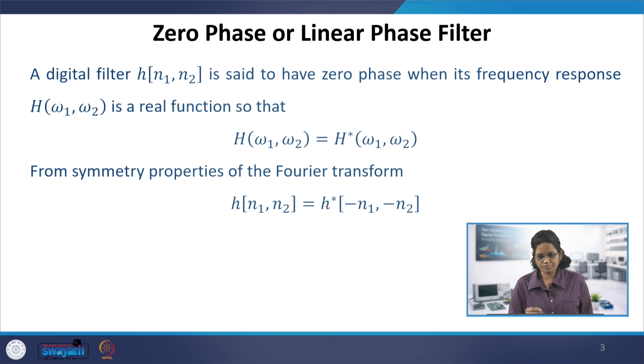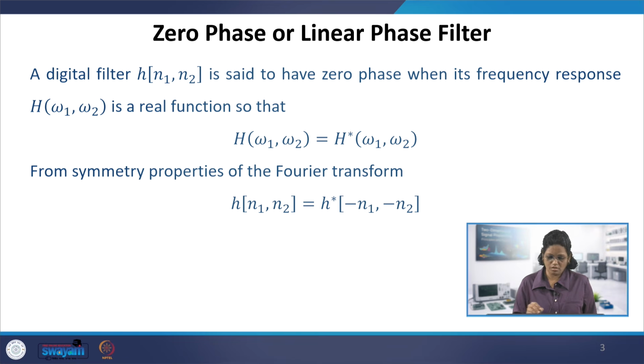So the thing is, in h of n, if you take the 1D case, the midpoint symmetric, in the sense that if you have n by 2 coefficients, the other n by 2 coefficients are redundant. So the number of coefficients to be decided or estimated is reduced if it is symmetric. If it is symmetric, we also have the advantage of the phase response being linear phase.